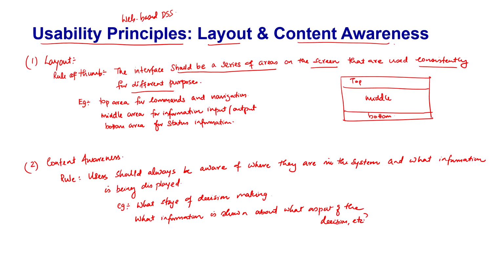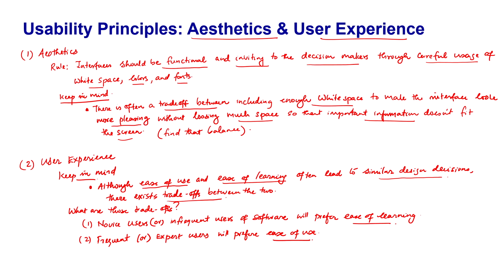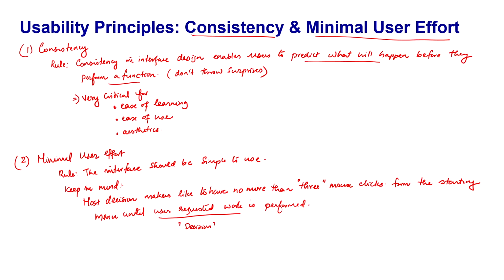So, we just saw the major usability principles: the layout and the content awareness. Layout is more about how to use the screen area and how you do it consistently, and content awareness is about where you are and what you are seeing at this point. We talked about aesthetics and the user experience. Aesthetics should be functional and inviting to the user. We discussed the trade-off between white space and important information and vice versa. We also talked about ease of use and ease of learning, and the difference between novice users and expert users. And then consistency, what will happen, don't throw any surprises. And then the minimal user effort and the 3 clicks rule.